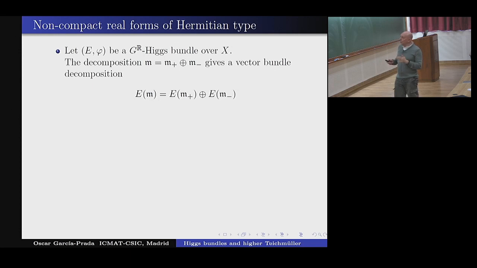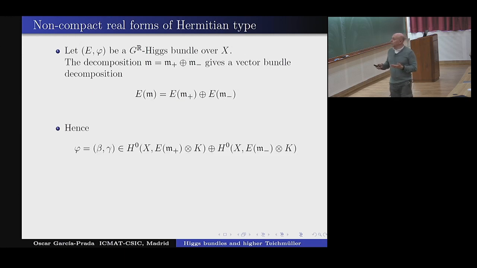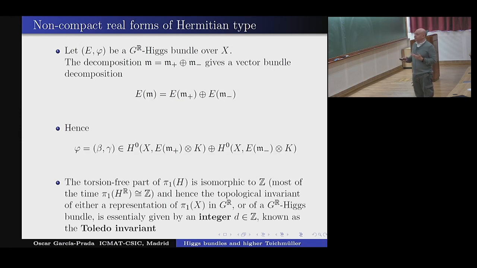the bundle where the Higgs field takes values decomposes in 2 irreducible representations. I mean, in two bundles, because this representation decomposes in 2 irreducible representations for the H. So this is M plus and M minus. And so this bundle decomposes as a direct sum of 2 bundles. And so the Higgs field actually has 2 components. We saw this already in the case of SL2R, right? And so I call them beta and gamma.